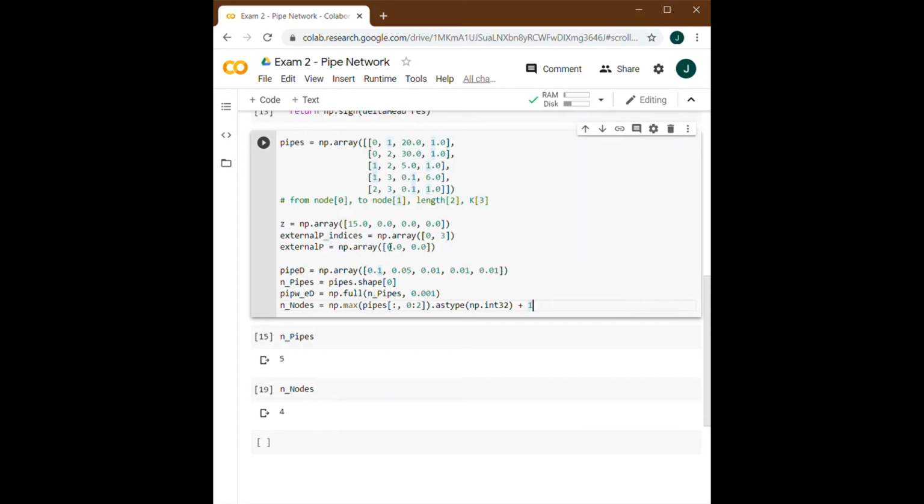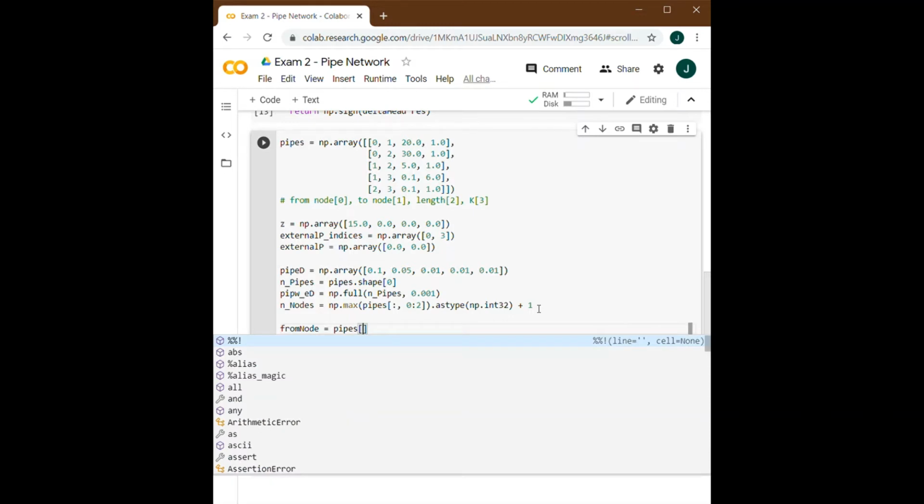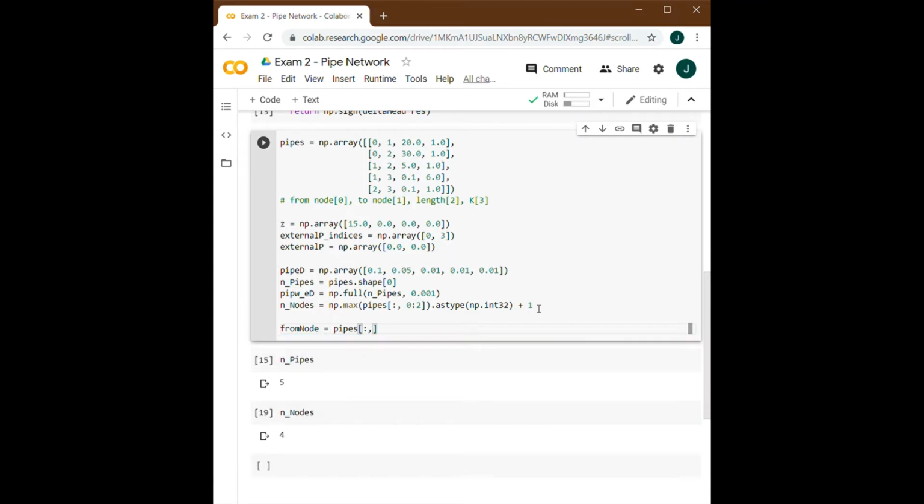basically almost all of our given information, what we're going to do is take our from node values, our to node values, our length values, and our k values from this array so we can use them. So we're going to call this variable from node, and we're going to pull every row in the first column. So the way we do that, we use the colon, like I said before, and we tell it to grab column 0.